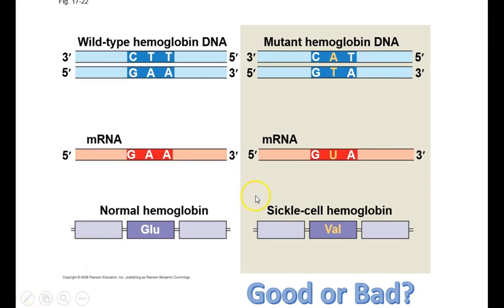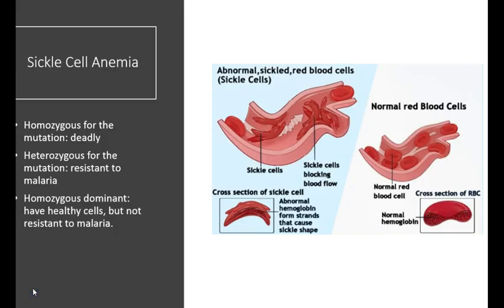Well, some people have a point mutation where this T was transferred to an A, right? Which means I'm going to have a change in my mRNA, which changes just one amino acid in the entire protein. It goes from a glutamine to a valine. Now, is this good or is this bad? Strangely, it's a little bit of both.